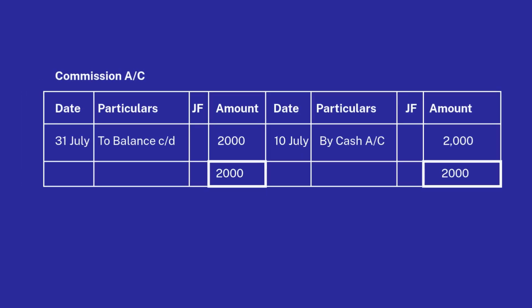Last we have commission account, here by cash with 2,000 amount is written in credit side, and this account is also balanced like all the previous ledger accounts. These were all the ledger accounts prepared for that given set of business transactions.